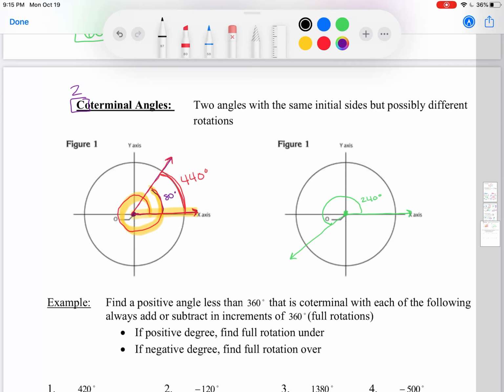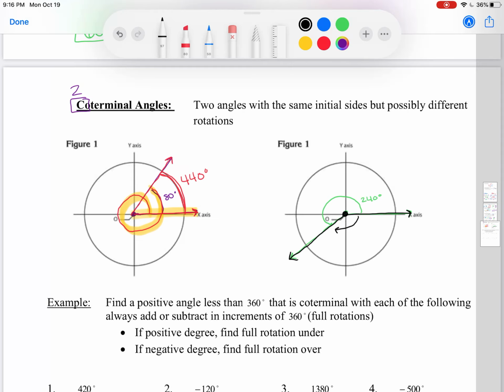If I asked you for a coterminal angle that paired up with this, you could add 360 and keep it positive. That's totally fine. But you could actually do it the other way as well. What that means is I can go with the same initial side, but instead of going the positive direction, the counterclockwise direction, I can go the negative direction here. And it's going to share the same terminal side.